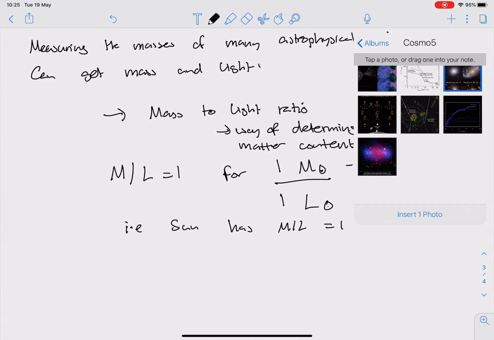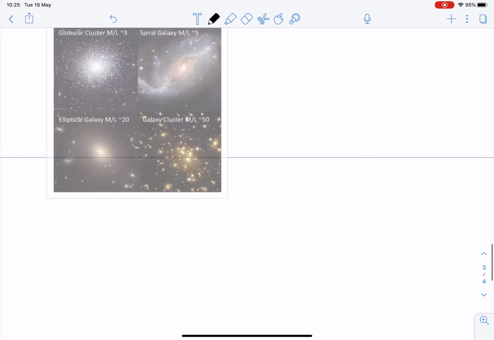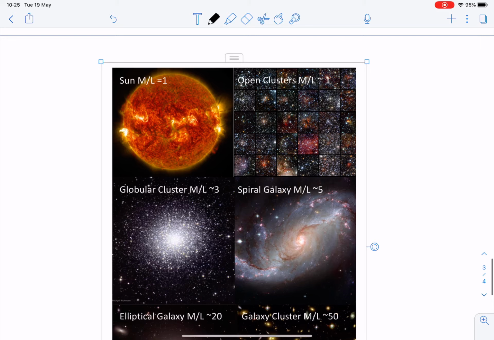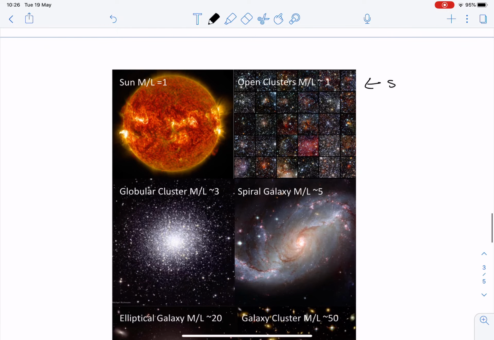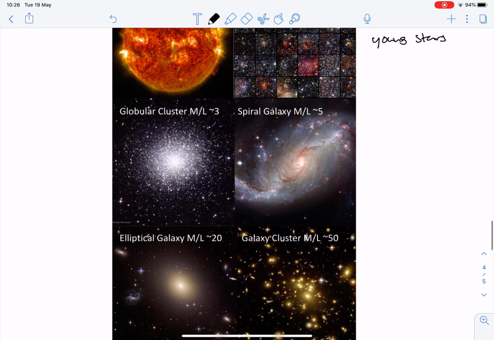So I'll just insert this here, trying my best to make it a bit larger. I'll have to go on to the next page to do that. So here's a load of things which you can look at. So the sun, by definition, has a mass to light ratio of 1. Open clusters, so these are small star clusters around the galaxy, youngish stars. And they also have a mass to light ratio of about 1. It varies a little bit, but about 1.